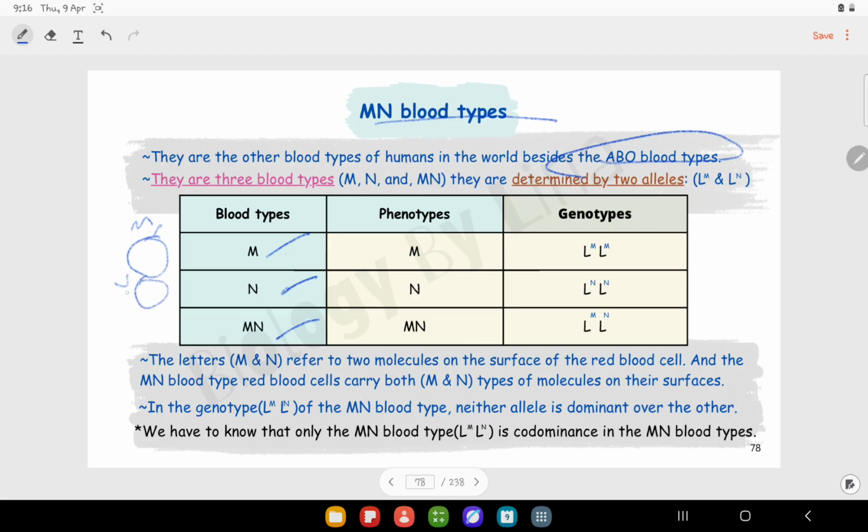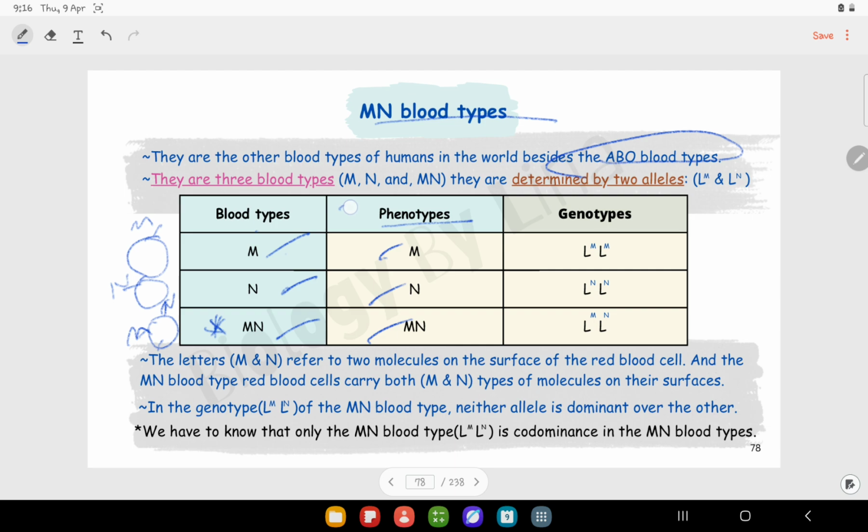If they have N molecule, the blood group will be N. And if they have both of them, M and N, the blood group of this person will be MN. Which one is codominance? This one. The phenotype of the blood type M is M, for N it's N, and for the blood group MN, it's MN.